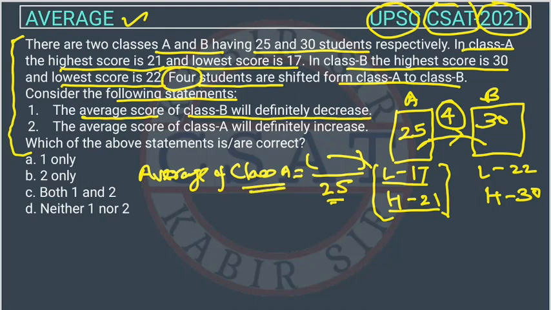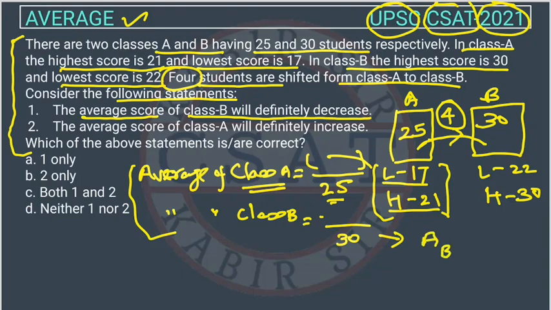Similarly, the average of class B: the highest score is 30 and the lowest is 22, and the number of students is 30. So from this information, we can interpret that the average of class B will be greater than the average of class A. Do you get it or not?